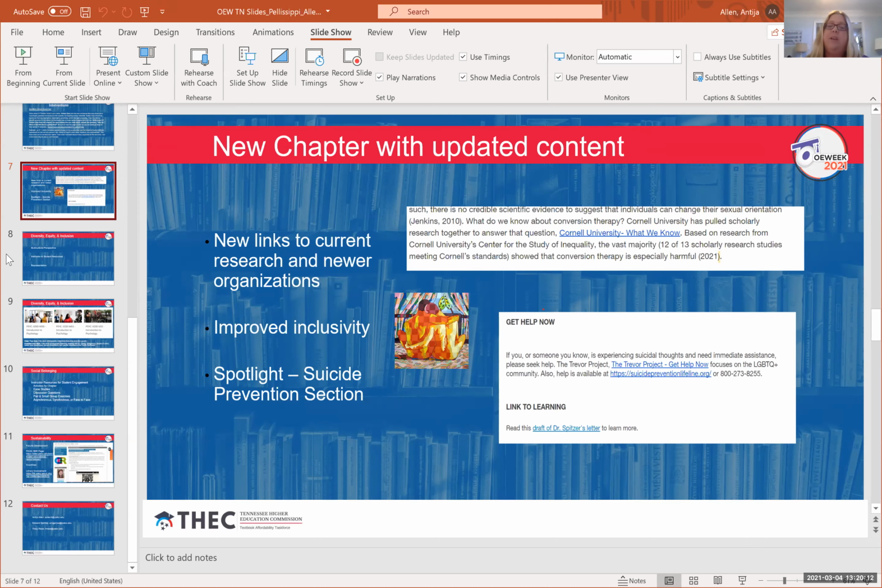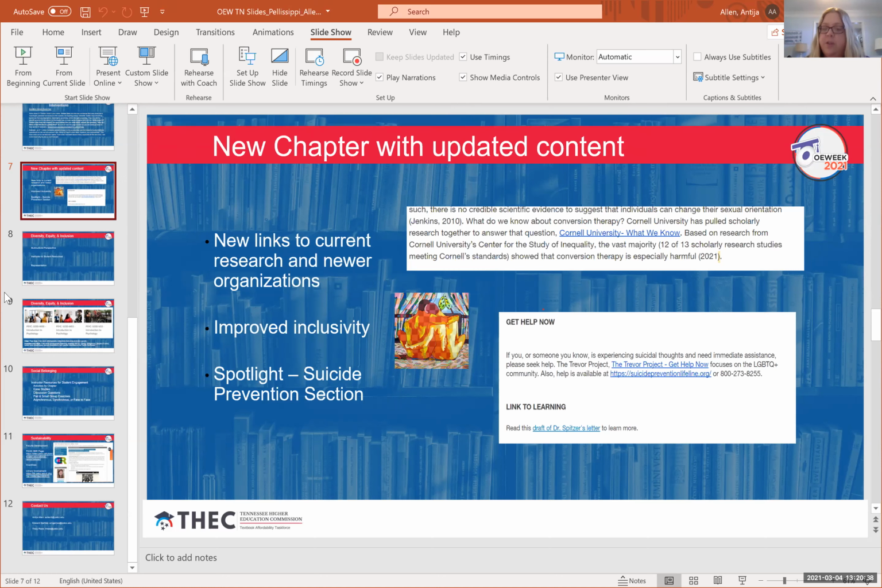And so I was able to identify that Cornell University has a plethora of research articles all pulled into one place. I'm able to hyperlink to their source and discuss, for example, if you can see the top picture, the blurb talks about conversion therapy and the detriments of that practice. And so we can update that content.